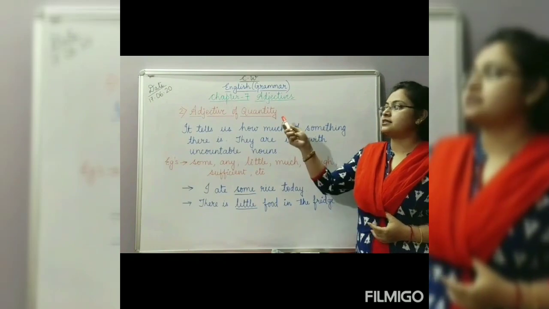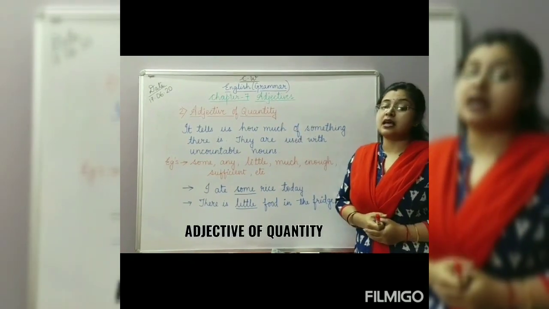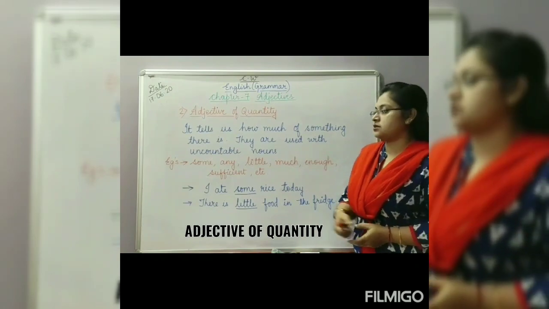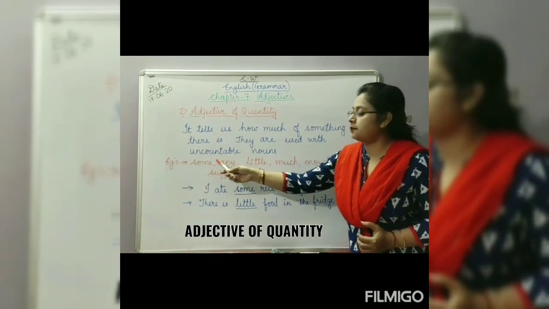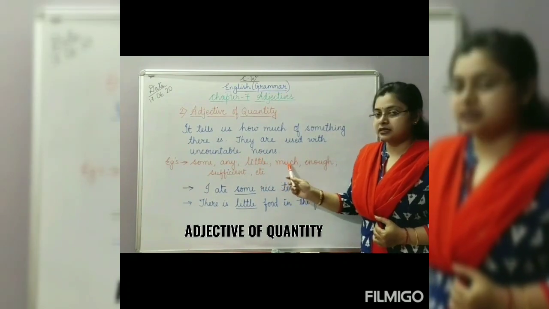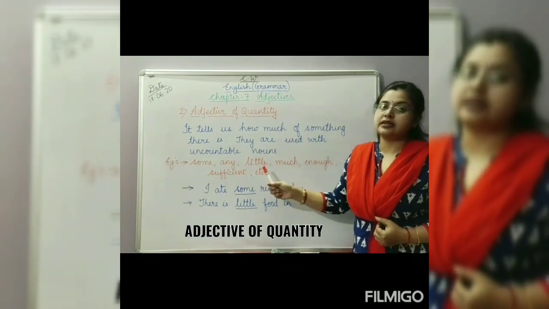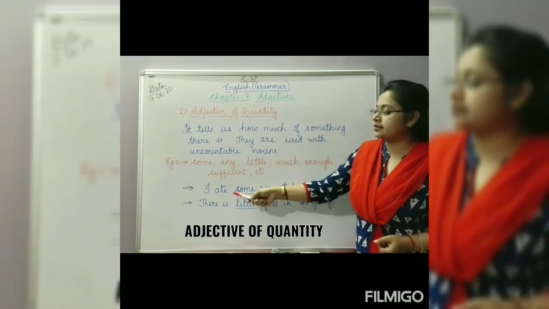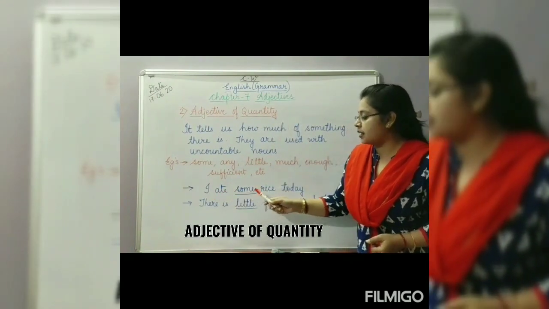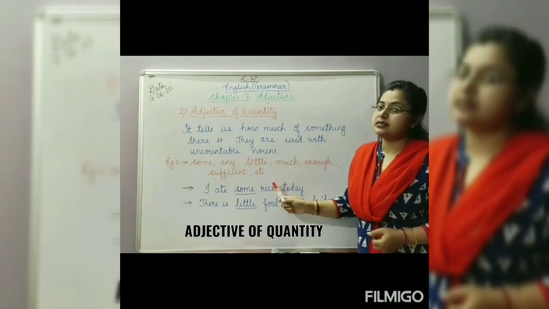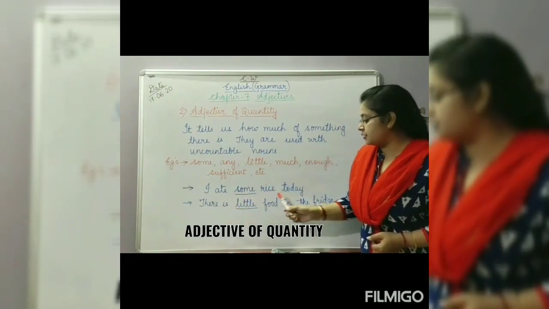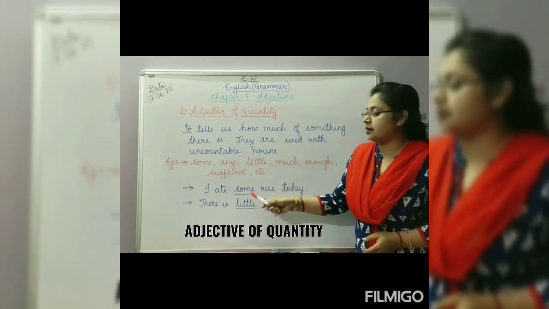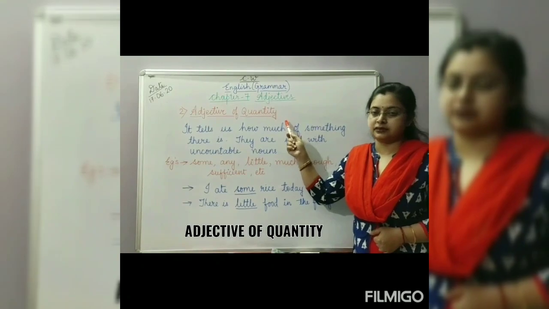Now next is adjective of quantity. It tells us how much of something there is. They are used with uncountable nouns. Now see these words: some, any, little, much, enough, sufficient, etc. These are examples of adjective of quantity. Now let's see some sentences. I ate some rice today. How much rice? Some rice. There is little food in the fridge. How much food? Little food. So these are examples of adjective of quantity.